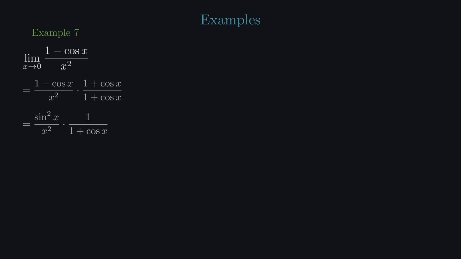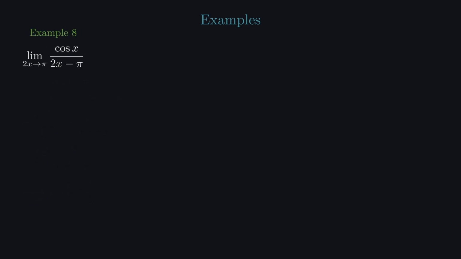So using the identity 1 minus cosine squared x equals sine squared x, the limit becomes limit as x approaches 0 of sine squared x over x squared multiplied by 1 over 1 plus cosine x. We rewrite sine squared x over x squared as (sine x over x) all squared, and as x tends to 0, this tends to 1. So the first factor tends to 1, and the second factor tends to 1 over 1 plus cosine 0, which is 1 over 2, so the whole limit is equal to 1/2.